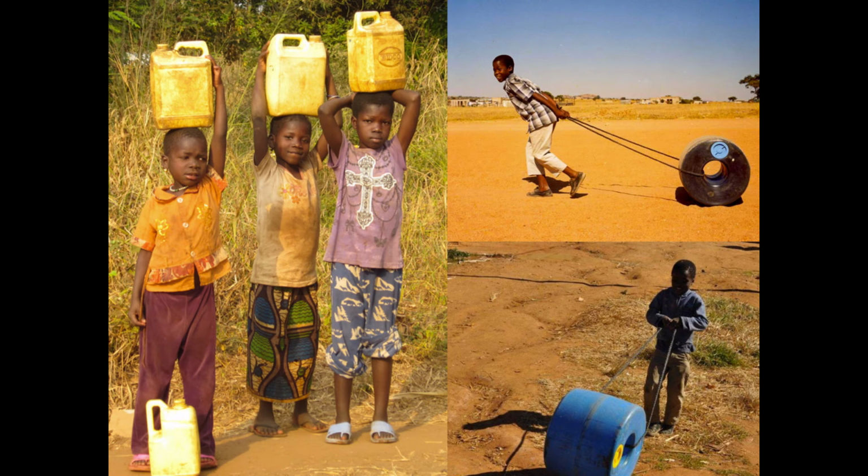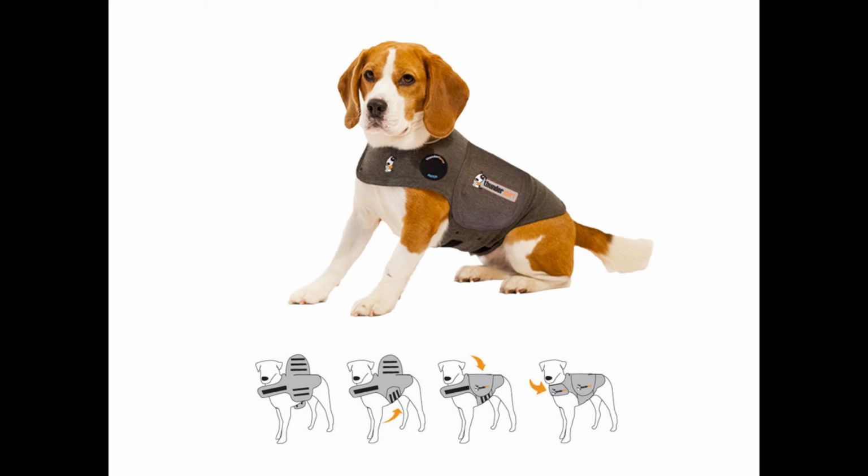So I think that also empathy can extend beyond the human world and can extend into other worlds like the animal world. And this is a coat that you can put around your dog, and it wraps them tightly, and it calms them. And it soothes them. So I think this is about having empathy for dogs in this situation.